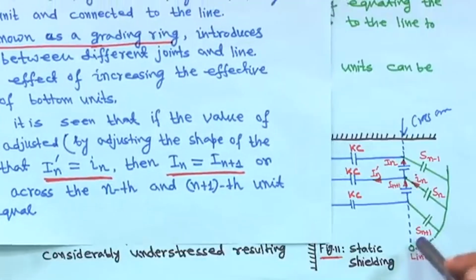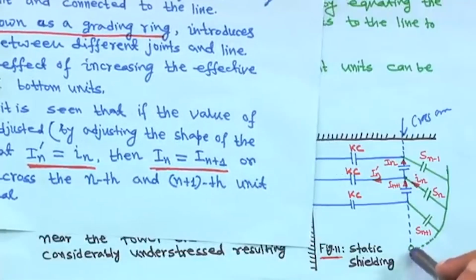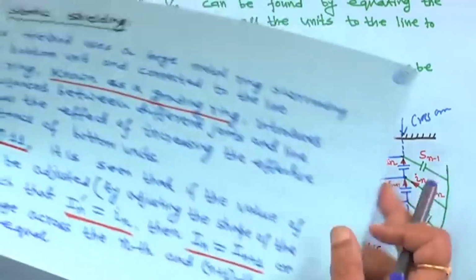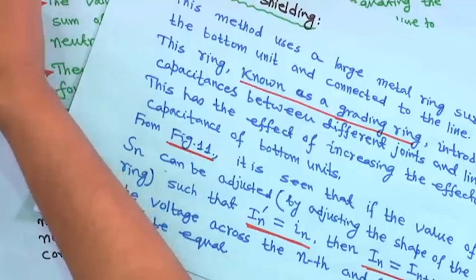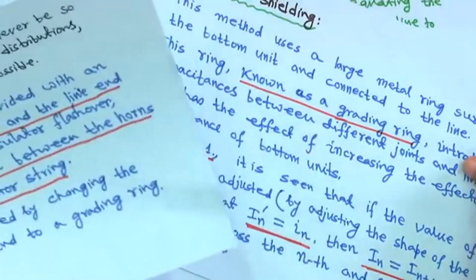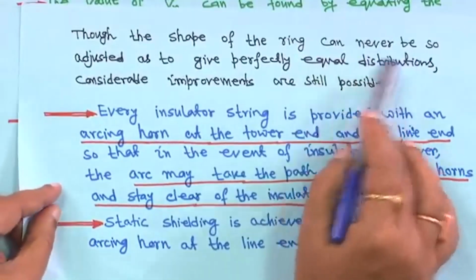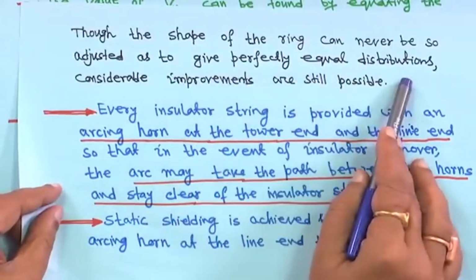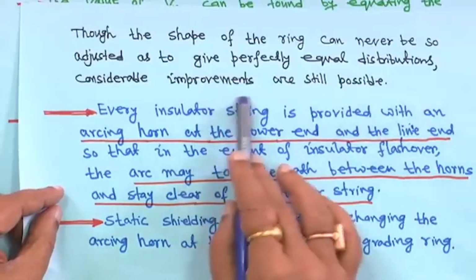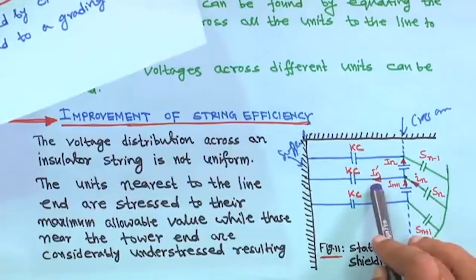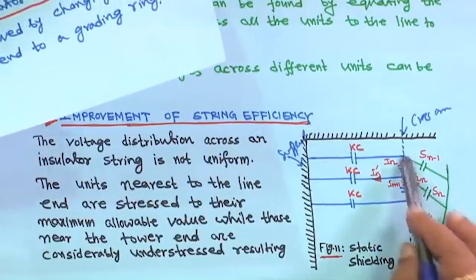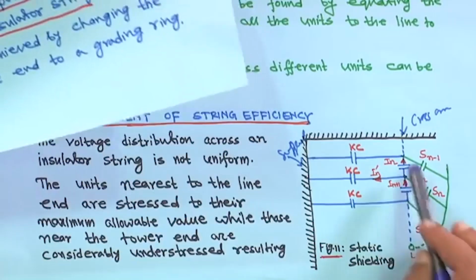If you look at any transmission tower, you will find this is there, right. Though the shape of the ring can never be adjusted, it is not possible actually, though the shape of the ring can never be so adjusted as to give perfectly equal voltage distribution, considerable improvement is still possible. Although you cannot make In equal to In dash, by adjusting this you can try to improve the voltage distribution, right.